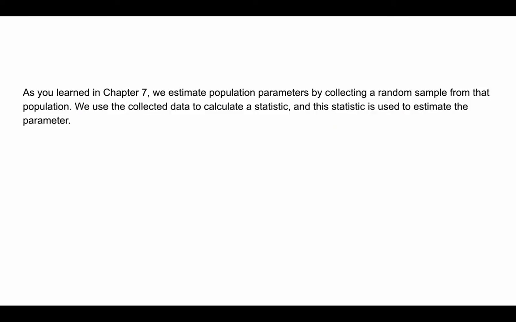Means of random samples and introduction. As you learned in Chapter 7, we estimate population parameters by collecting a random sample from that population. We use the collected data to calculate a statistic, and this statistic is used to estimate the parameter.